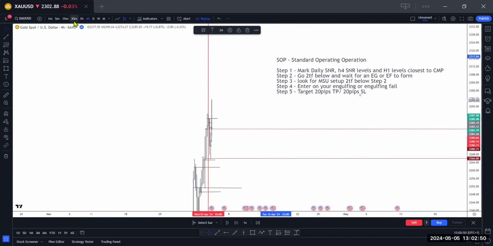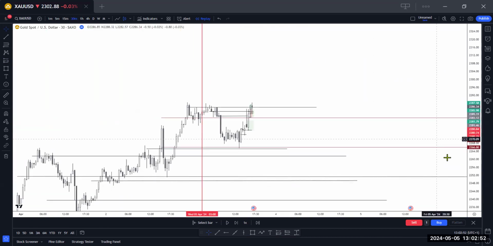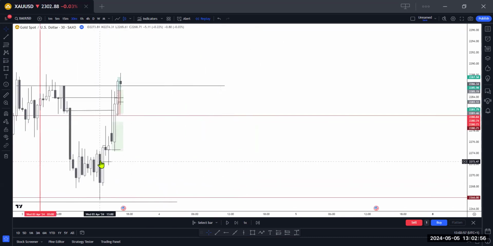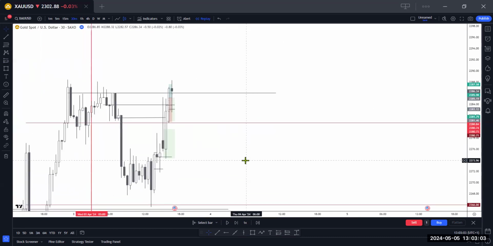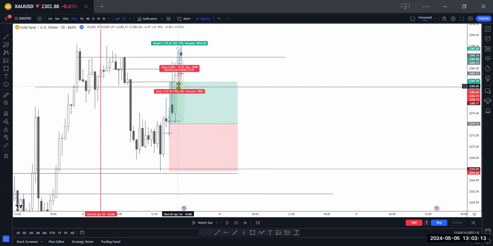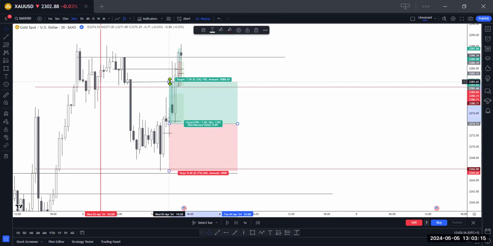So from H4, we went to M30, right? And we saw our M30 engulfing form, right? Yeah. M30 engulfing form, and we had our engulfing setup on M30, which was perfect. Okay, so the next step: you can decide to enter directly on the M30 engulfing. That is, you can enter here and put your stop below here. Okay, but your target has to be at least 1 to 1.